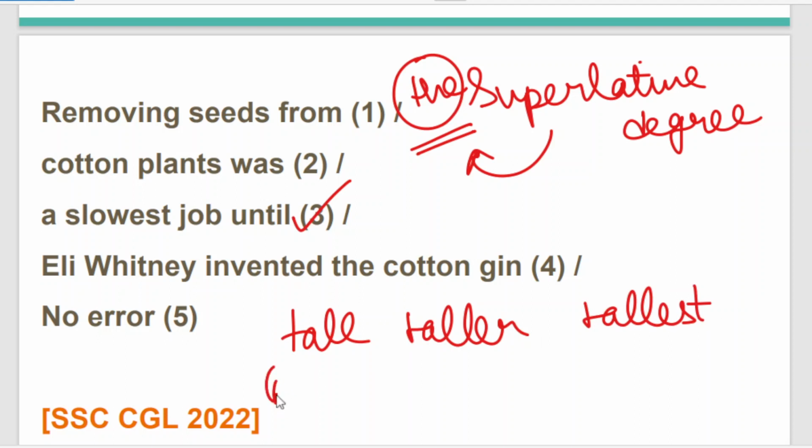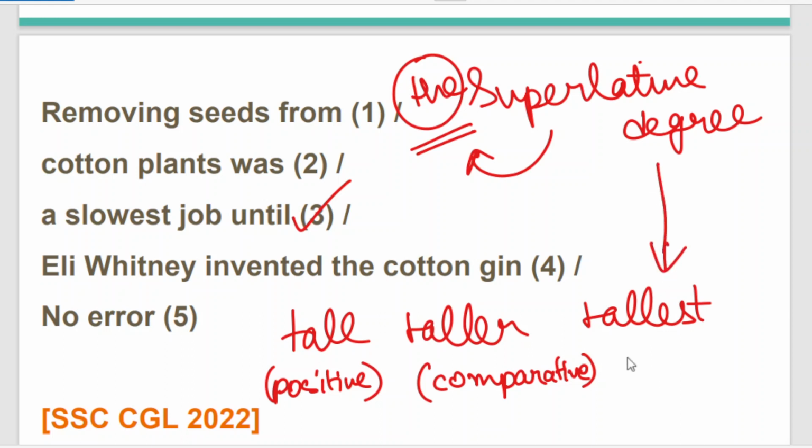So tall is positive degree, which is used for any one particular noun. Taller is comparative degree, which is used between two nouns. It can be between two people, two objects, any two nouns. And tallest is the superlative degree, which is used among a lot of nouns. He is the tallest boy of the class. That means a lot of boys are present in the class, but he is the tallest one. So tallest is used among a lot of people or nouns, and it is the highest degree.